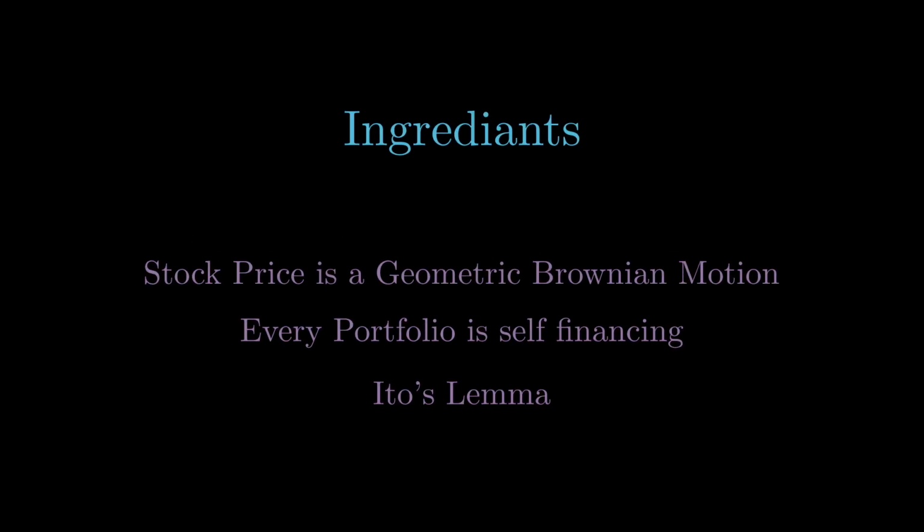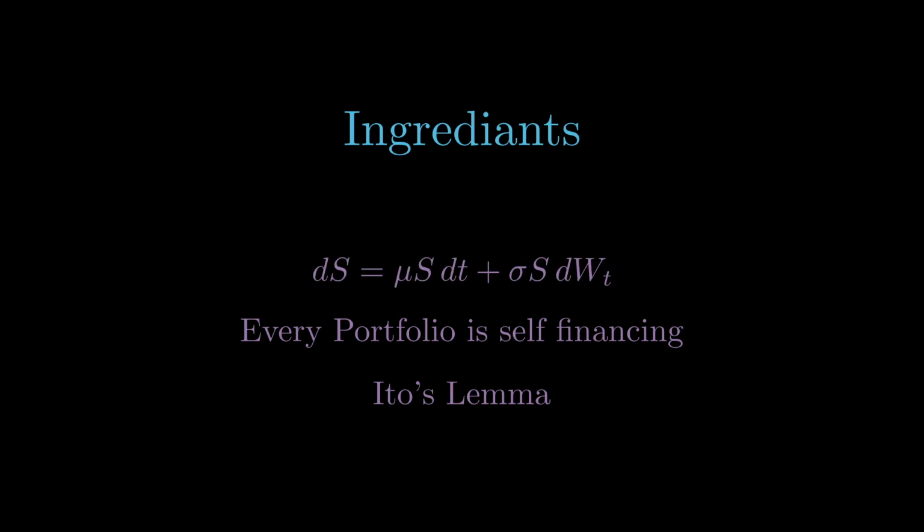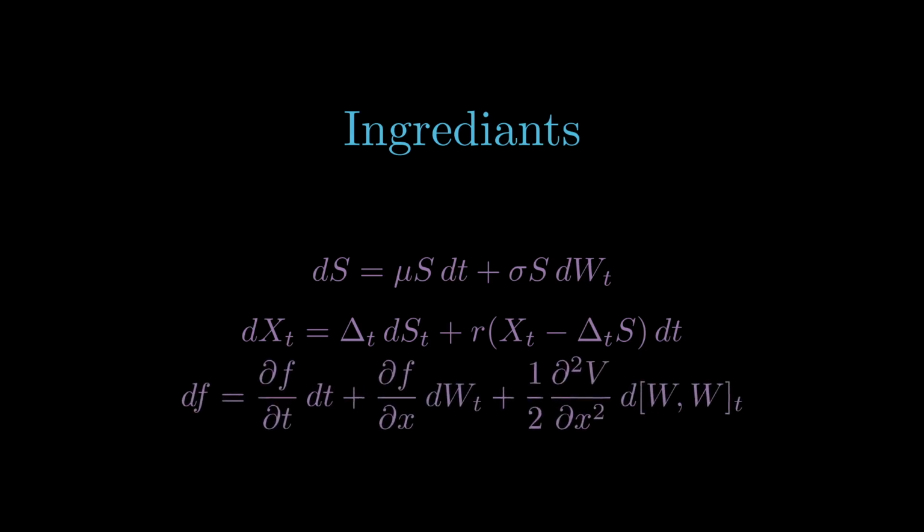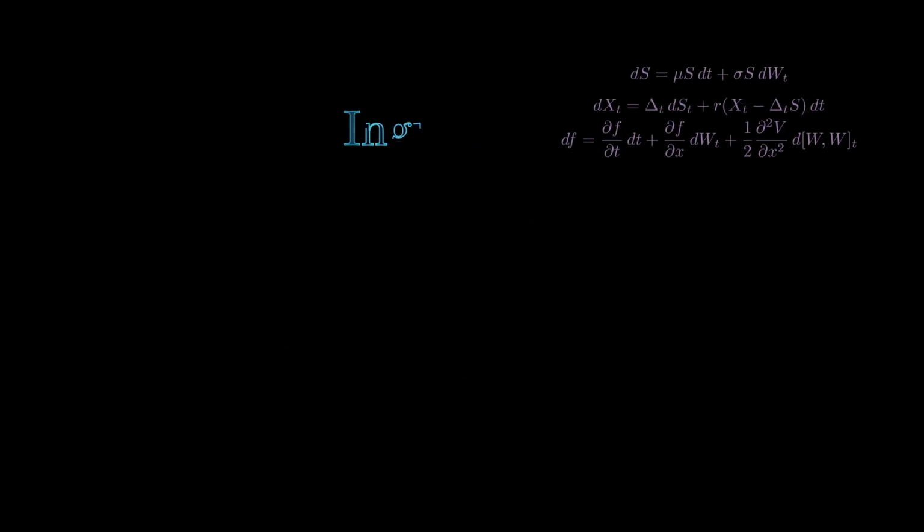I claim we only need these three equations. Assuming that the stock price is a geometric Brownian motion gives us a stochastic differential equation. Assuming that every portfolio is self-financing basically says that any money that you don't put in stocks will automatically be put in the bank for some interest rate. And finally, Ito's lemma gives us another equation. I'm not going to go too deep into that, I may make another video, but for now it's just an equation.